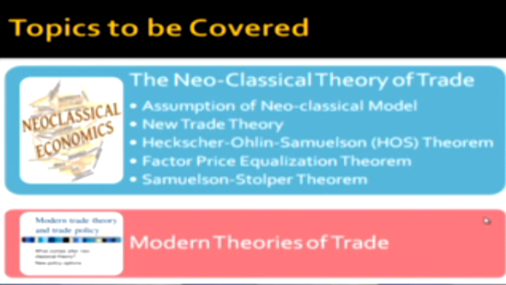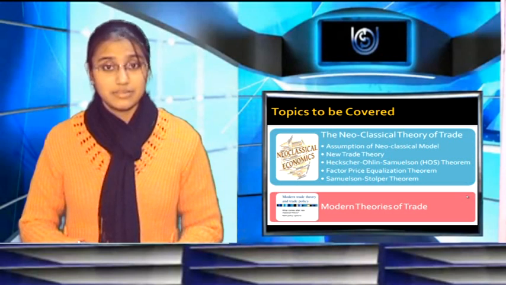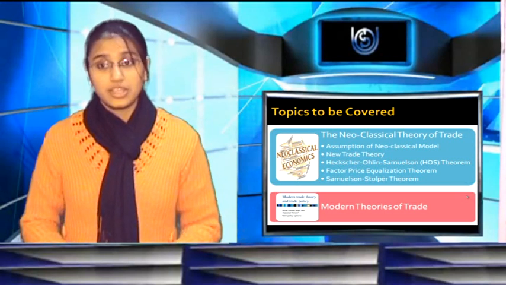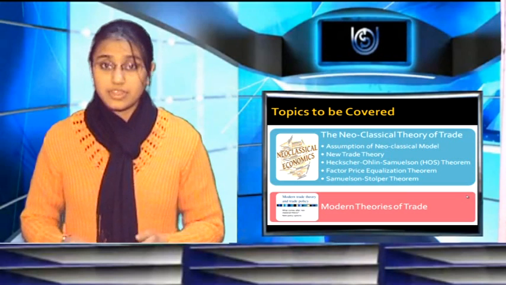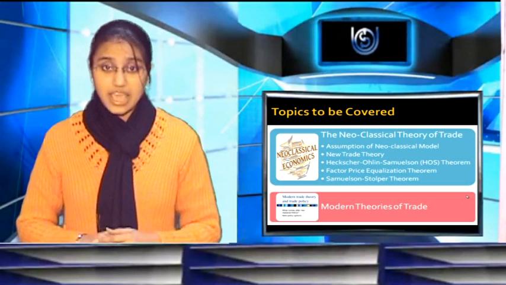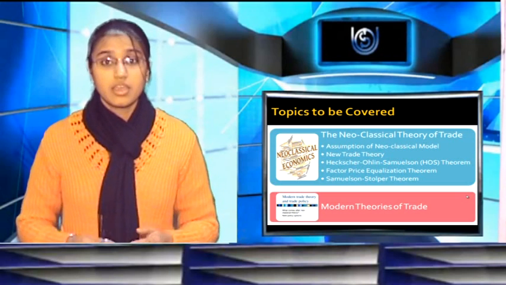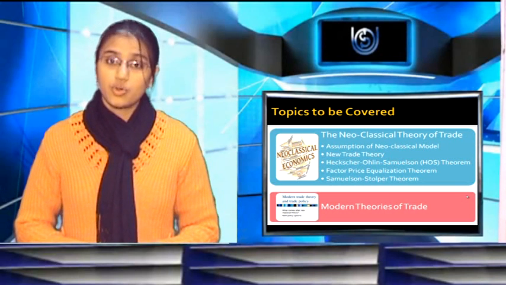Topics to be covered are the neoclassical theories of trade. In the neoclassical theory of trade, there are certain subtopics. We are going to discuss the assumptions of the neoclassical model, new trade theory, the Heckscher-Ohlin theorem, that is the HOS theorem, the factor price equalization theorem, the Samuelson-Stolper theorem, and the modern theory of trade.